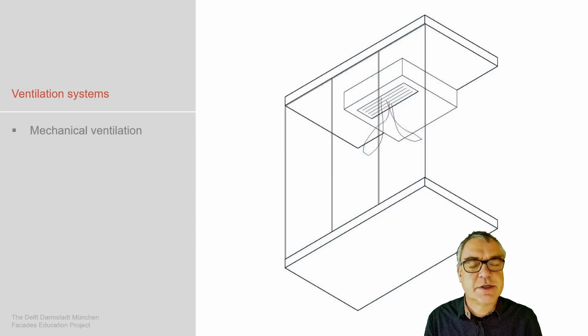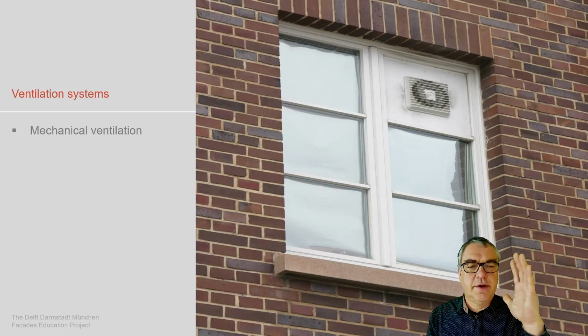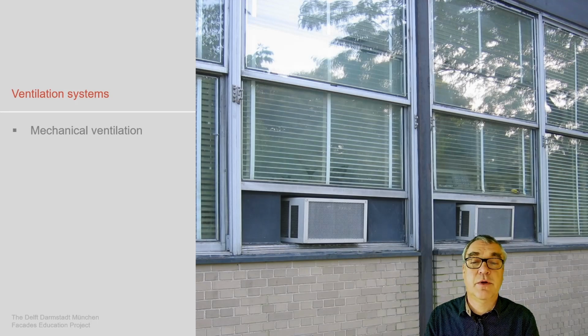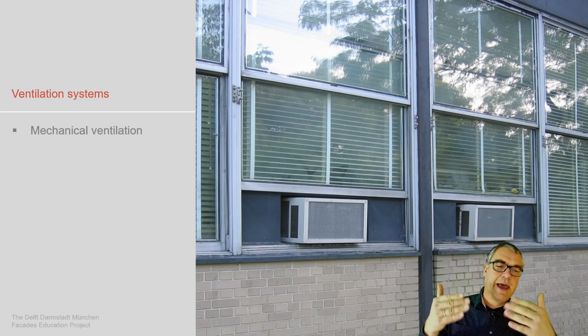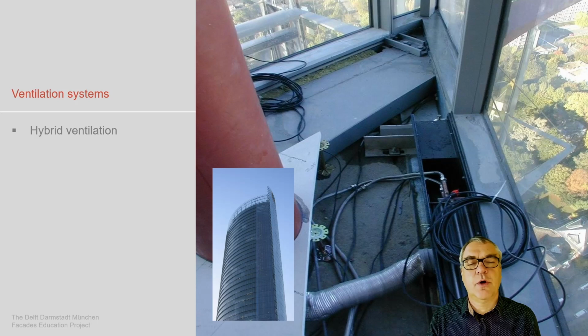Mechanical ventilation: it's the typical HVAC systems which are installed. This is a louver installed in a simple window. We also see the American HVAC system, so cooling devices being installed in a sliding window as a system. Or we go to hybrid solutions.